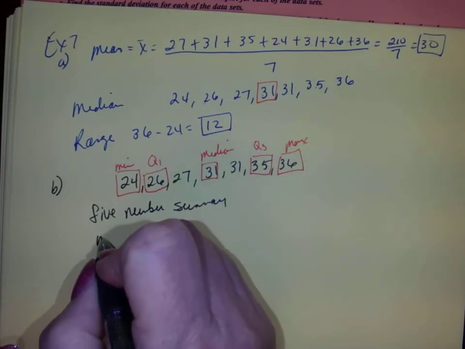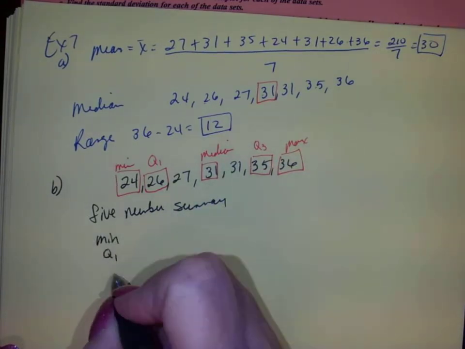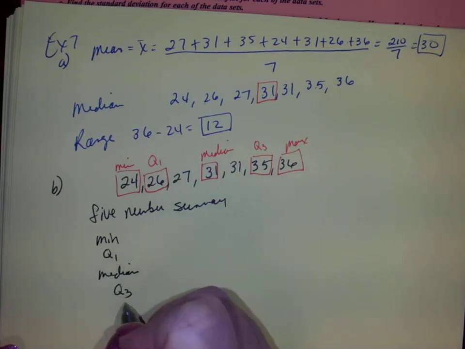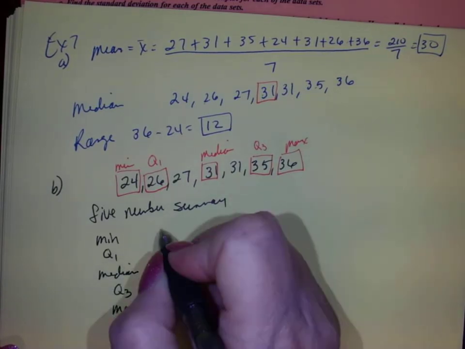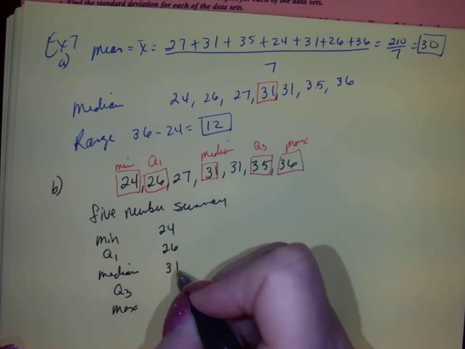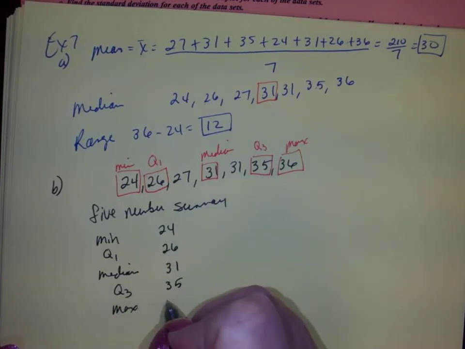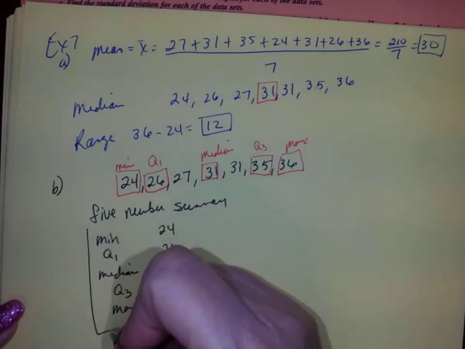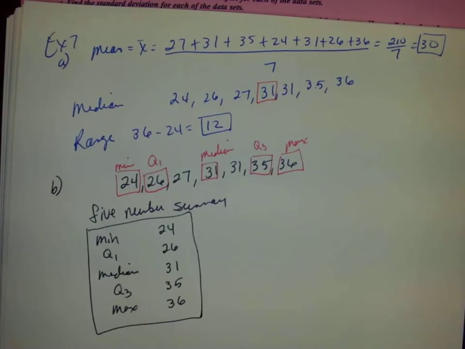then I'll have my min, my quartile 1, my median, my quartile 3, and my max. So 24, 26, 31, 35, and 36. That would be my 5-number summary. Now, what I can do with that is create my box and whiskers.